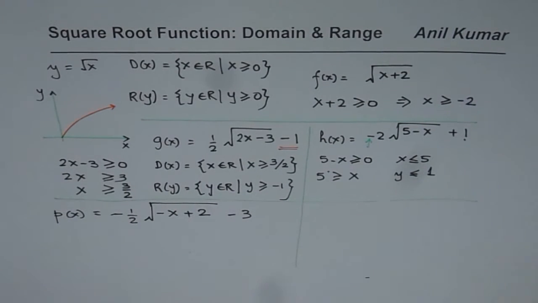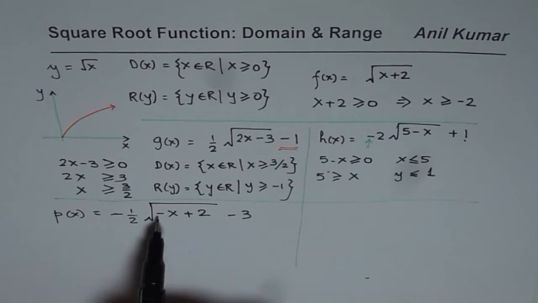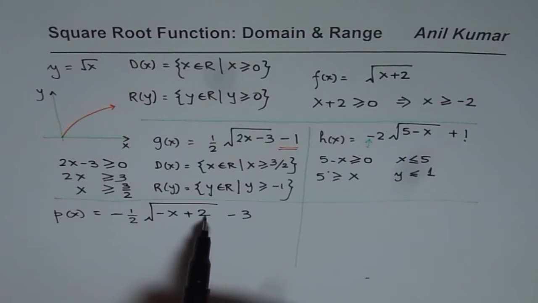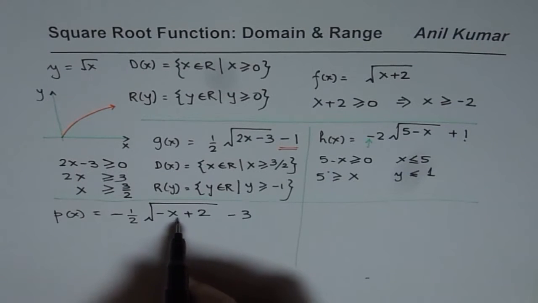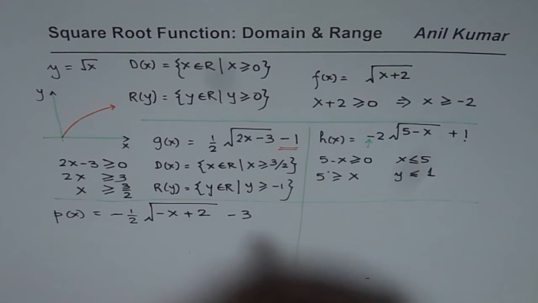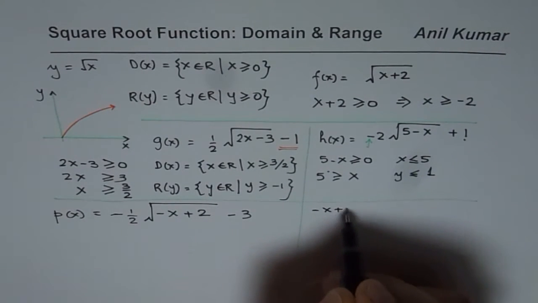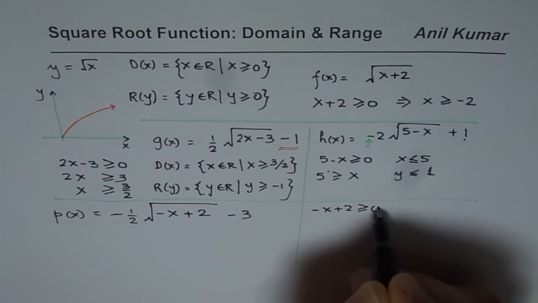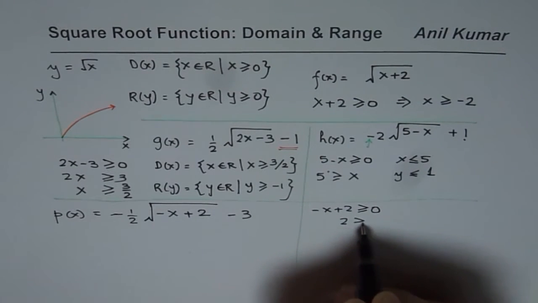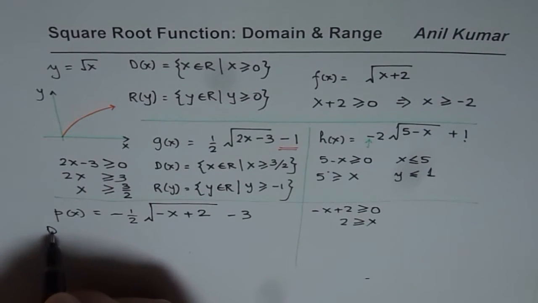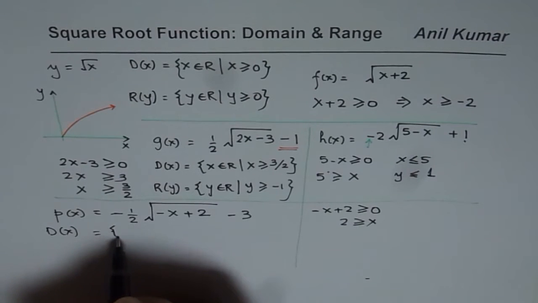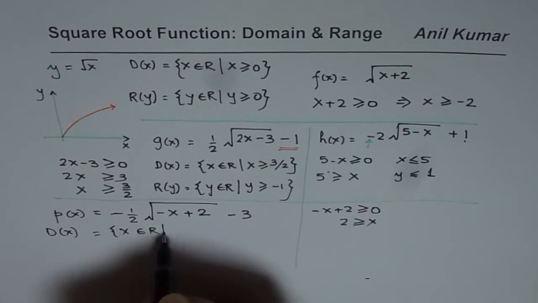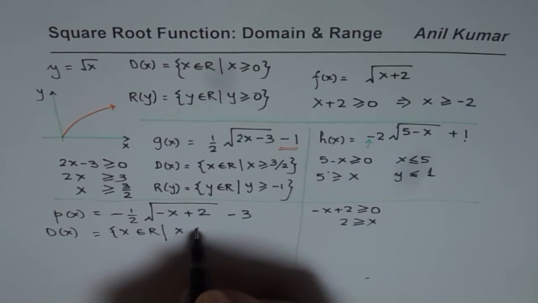So let me just draw a line and use this space to find the answer. So first thing we'll do is, within the square root, it should be positive or non-negative, right? 0 or positive or non-negative. So we write minus x plus 2 should be greater than or equal to 0. So 2 is greater than or equal to x, right? So that gives us the domain. Domain for this function is x belongs to real numbers where x is less than or equal to 2, right?